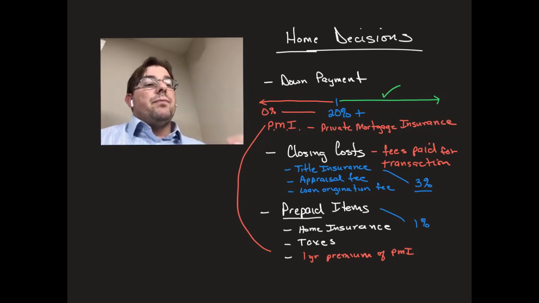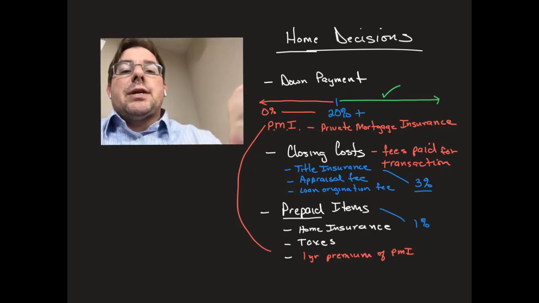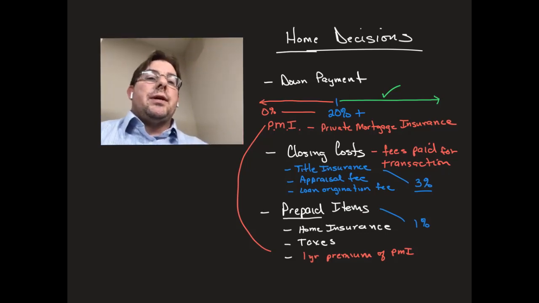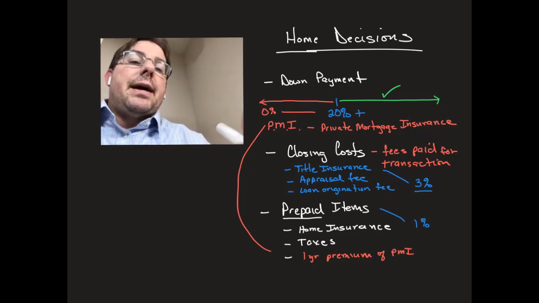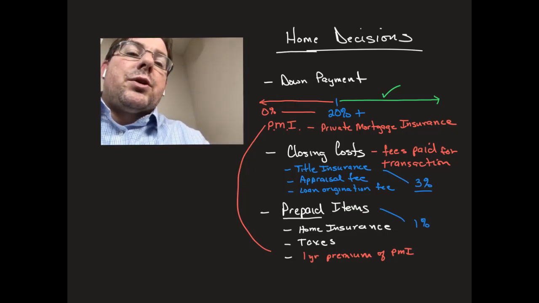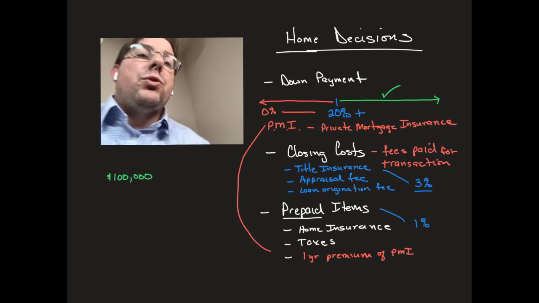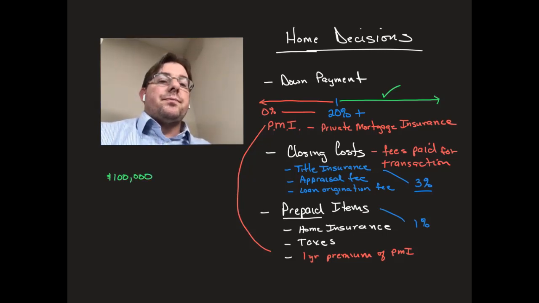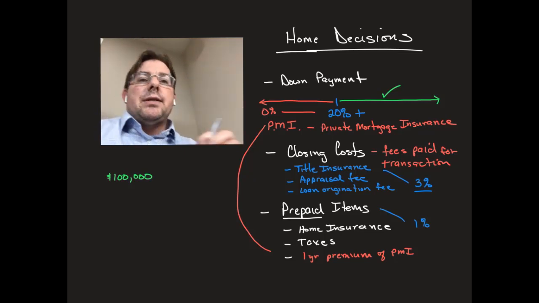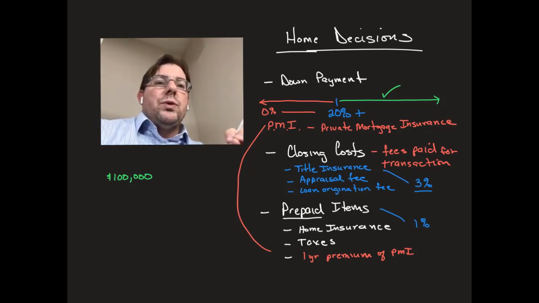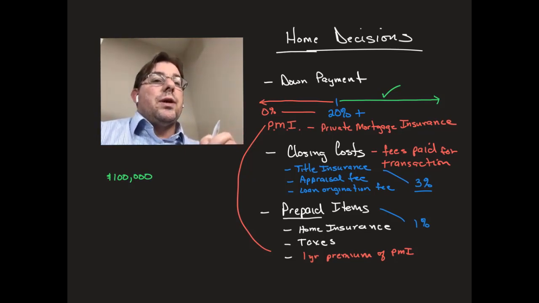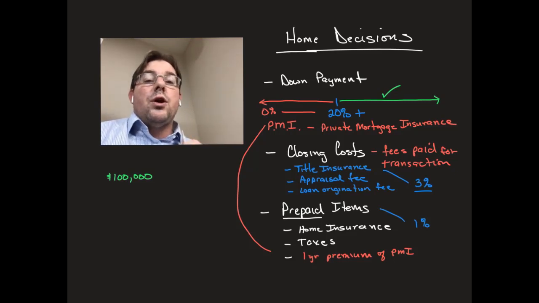Okay, so we have prepaid items, we have closing costs, and we have our down payment. So let's just kind of go through a very short example. Let's suppose you find a house that is, and we're going to just use this round number, $100,000, and you are wanting to buy this house. And the reason this is so important is because this will really begin to influence your decision when it comes to purchasing and or renting.